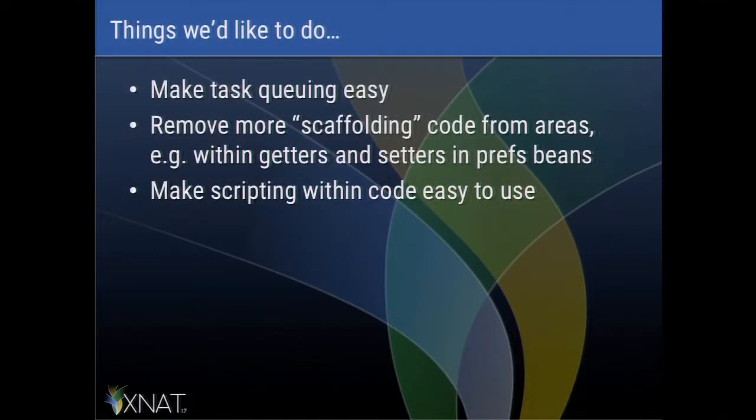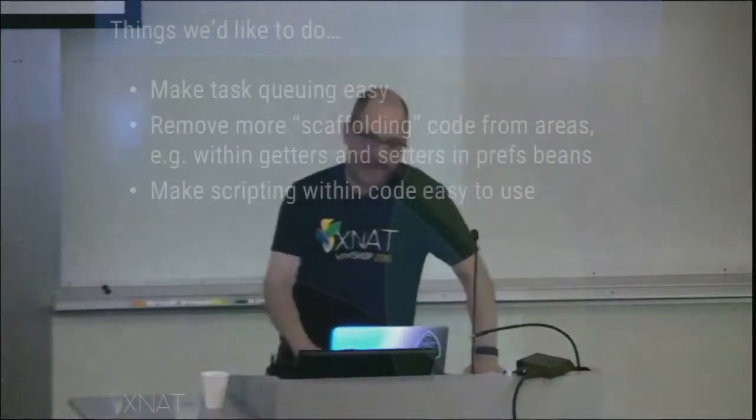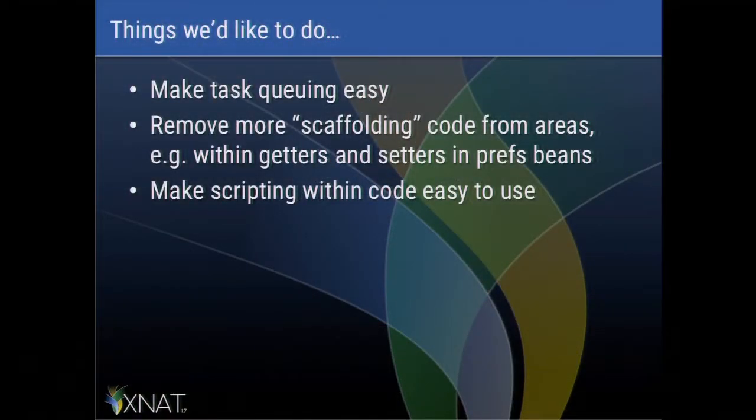Try to remove more scaffolding code from areas like within getters and setters and the preferences bean. The preferences beans are really easy to use, but you still have to do this get-set thing inside there. It's a lot of repetition of code, and there are some ways to make that go away and happen automatically. They're just really hard to do, so we haven't done that yet. I did all the easy stuff, and now the last 10% of the job takes 90% of the time.